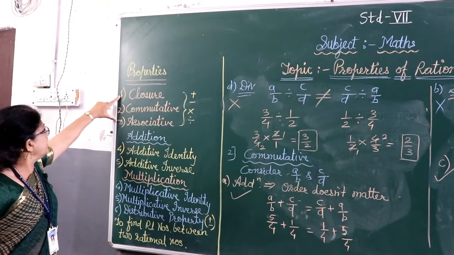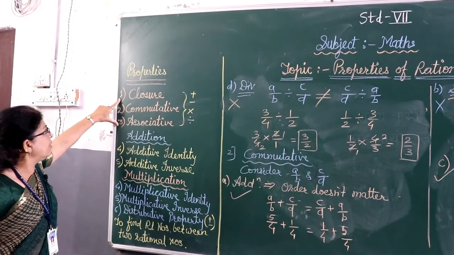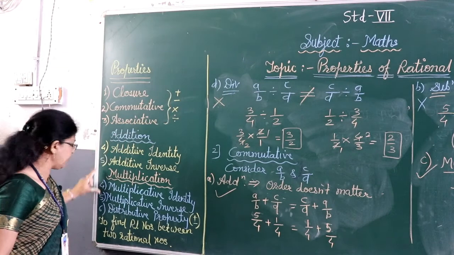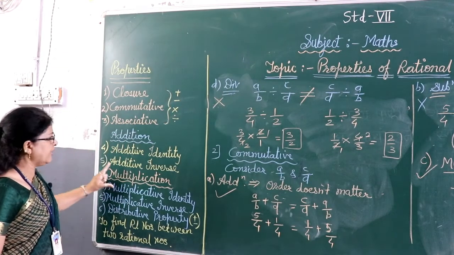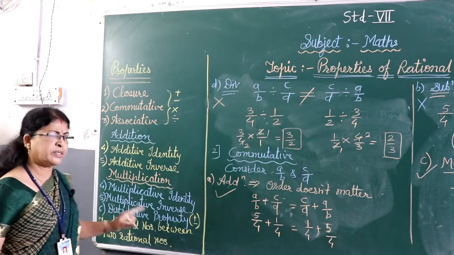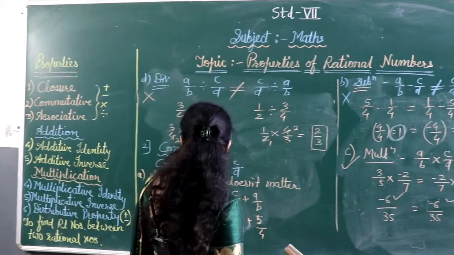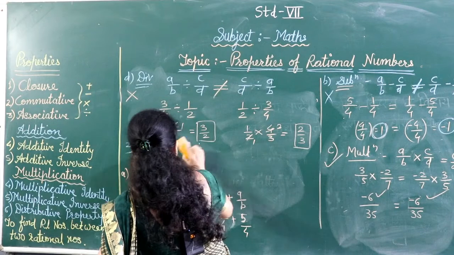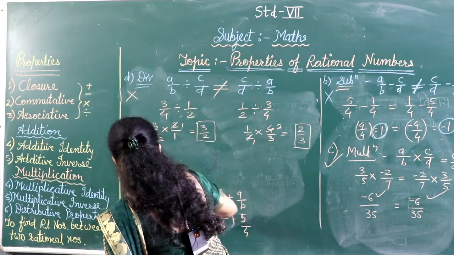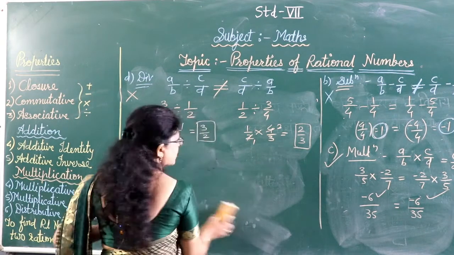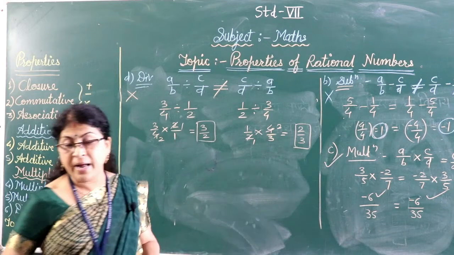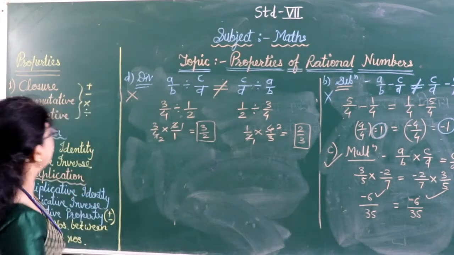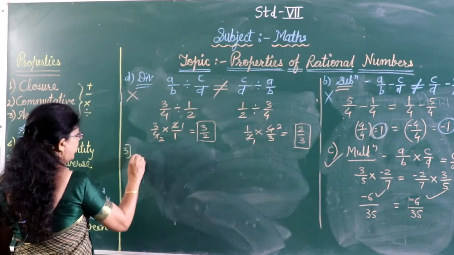These three properties we are going to apply for all these four operations, and these remaining properties you are watching on the board, that we will see for addition and multiplication. I will come to those properties afterwards. Okay. Now the next property, third property, is the associative property. This associative property we apply for a group of rational numbers.